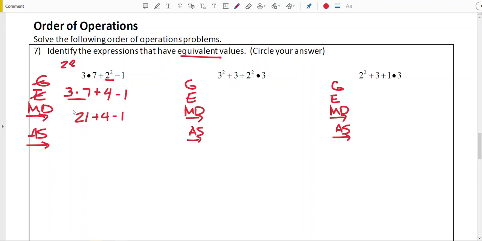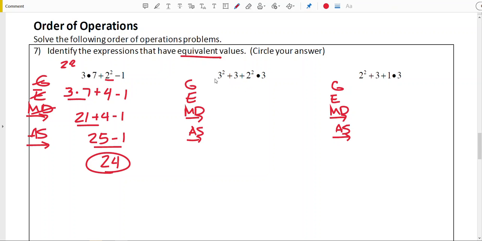Bring everything else down. Now I have no more multiplication or division. I'm left with addition and subtraction. So I'm going to start from the front and work my way backwards. 21 plus 4 gives me 25. And then I still have the minus 1, so I'm going to finish that last step. 25 minus 1 gives me 24. So there's the solution for the first one.